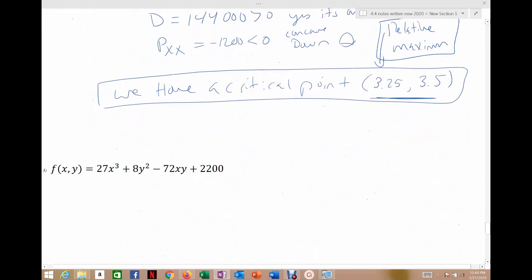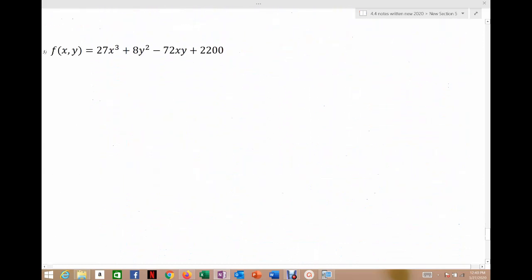Alright, the last one. So this is the last one for this set of notes. So we did a case where each equation had just an x and a y. We did a linear case. Well, this one's going to be the substitution case. And I know that because of the cube term. Alright, find the criticals.